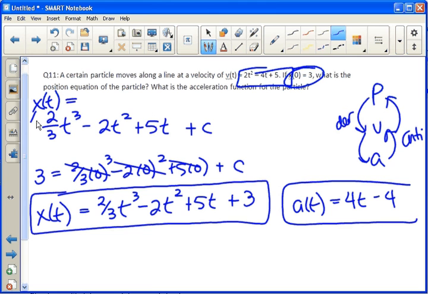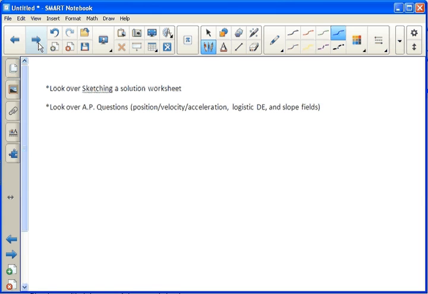Finally, make sure you look over the sketching a solution worksheet. You need to be able to sketch a solution on a slope field, and look over all the AP questions we went over, the ones with logistic differential equations, slope fields, and the position, velocity, acceleration. Any of those are fair game for the test.